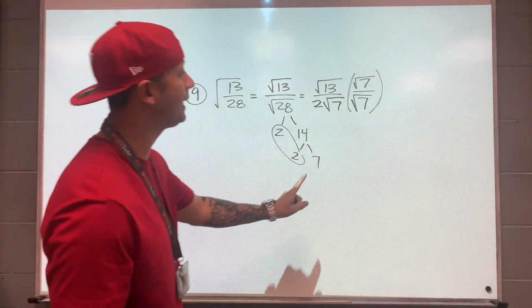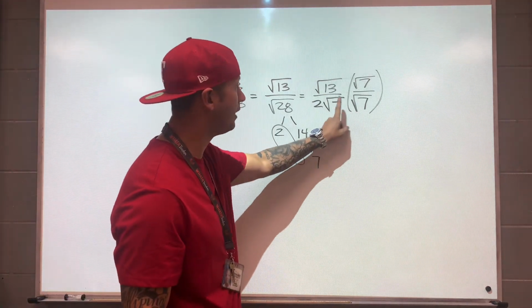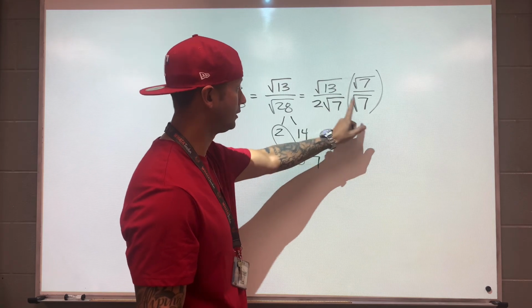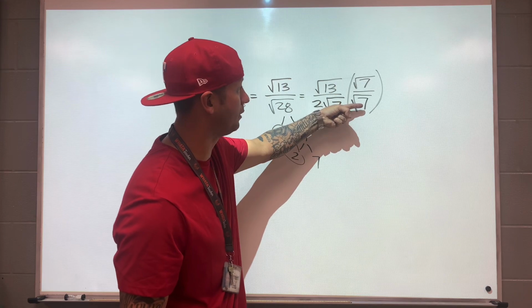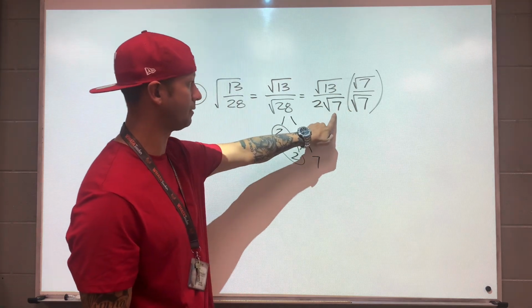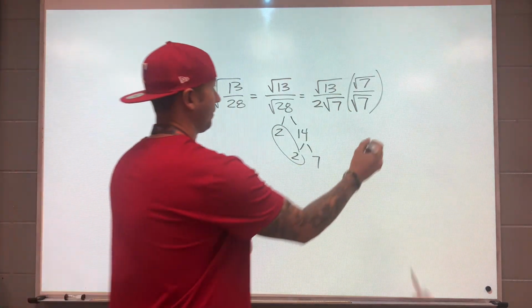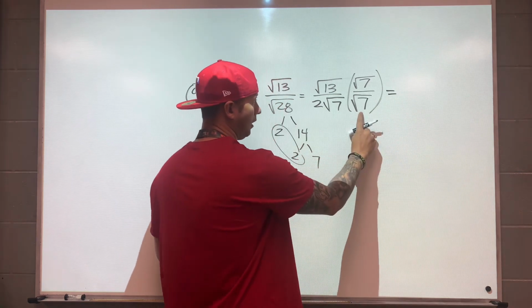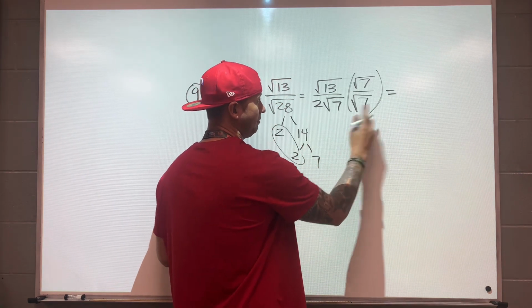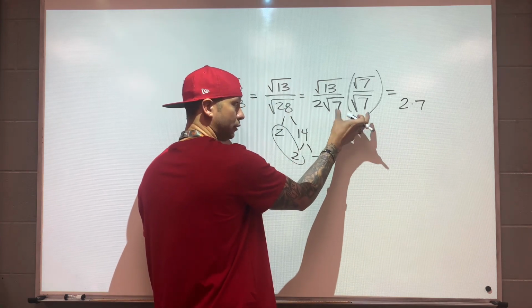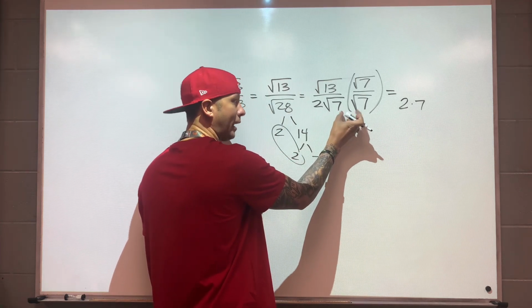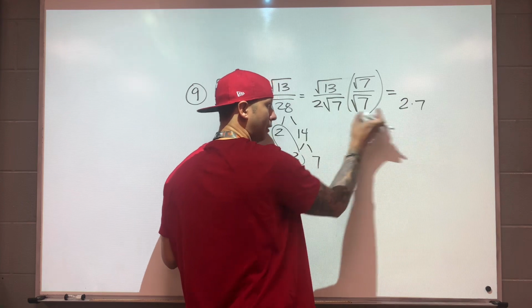But I can multiply anything by 1 and not change the value. Right, so this is a clever one, right? I'm using root 7 over root 7. Why? Because there's a root 7 right here. All right, root 7 times root 7 is just 7, right? When two radicals are being multiplied, you keep the inside part if they're the same.